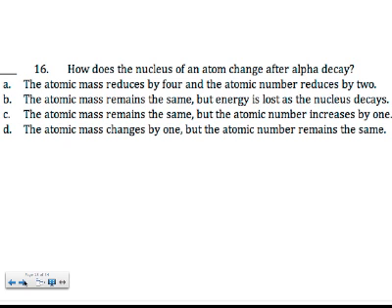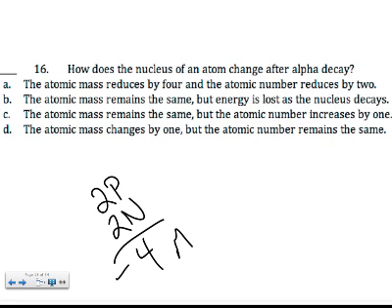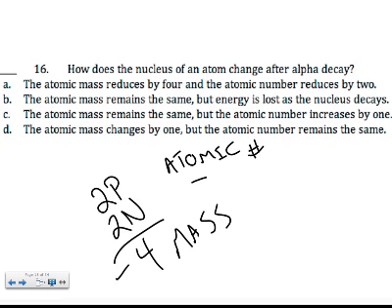How does the nucleus of an atom change after alpha decay? Well, we just said alpha decay means you emit 2 protons and 2 neutrons, which means the mass goes down by 4. And the 2 protons means that the atomic number also has to go down by 2, because you lose 2 protons, and the protons are what define the atomic number. So that here is answer choice A.